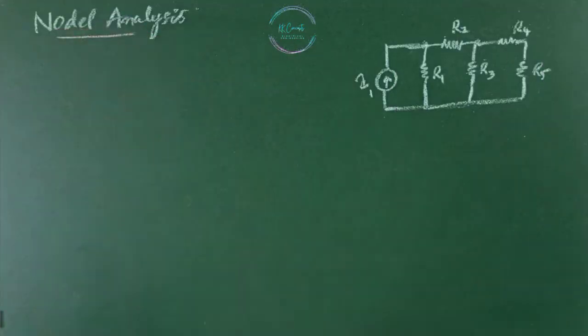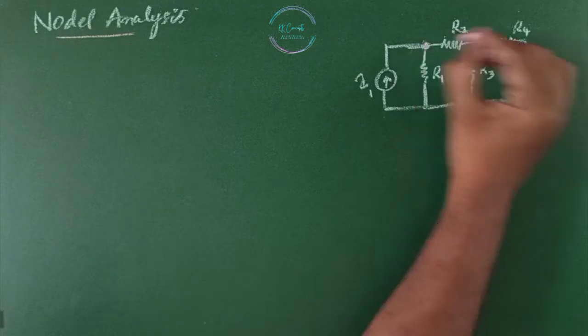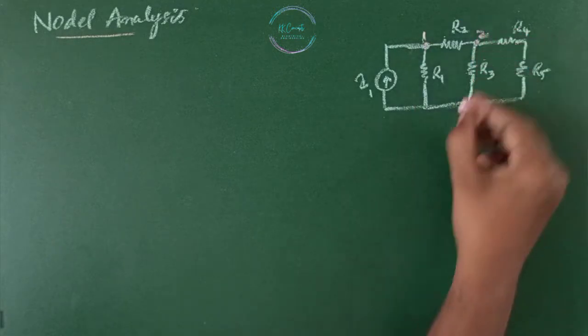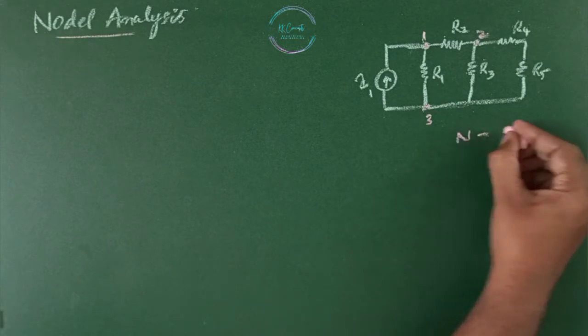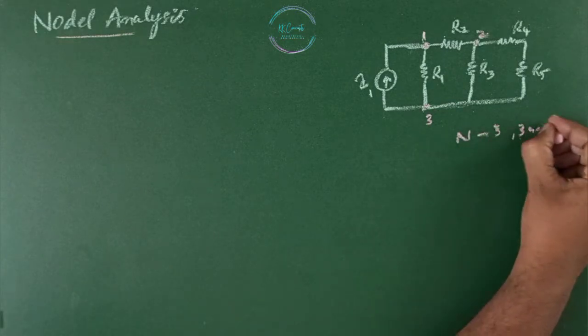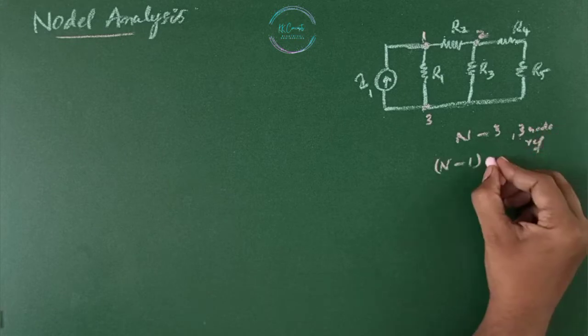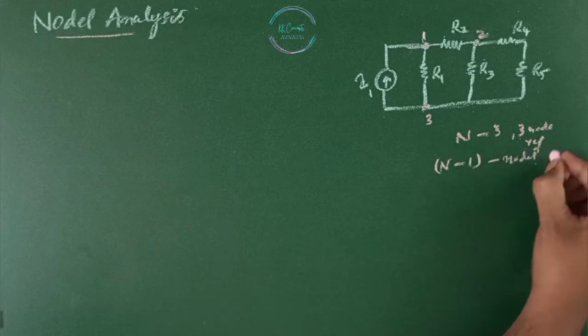Nodal analysis. In general, if the network consists of n nodes, one of the nodes is chosen as a reference node, then it is possible to write n-1 nodal equations by assuming n-1 node voltages. For example, in the given circuit, we have three nodes: 1, 2, and this is the third node. So the total number of nodes in this circuit is 3. Node 3 is taken as the reference node. So n-1 nodal equations we are going to get.